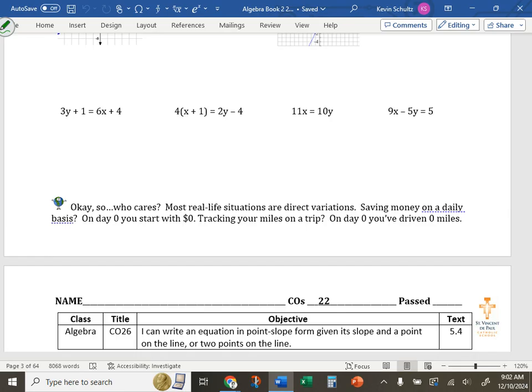So which one would you like to do together? I think I know which one. Should we do the first one?